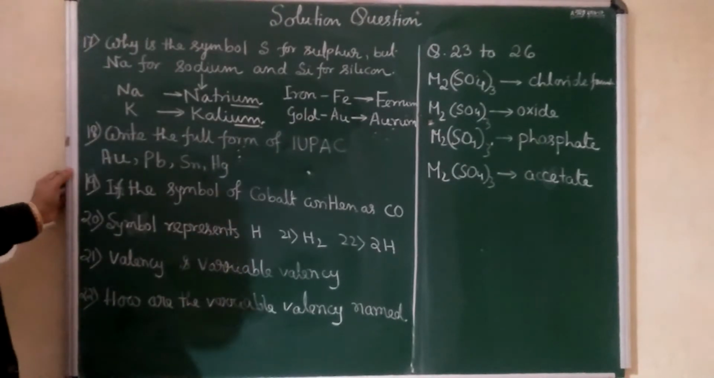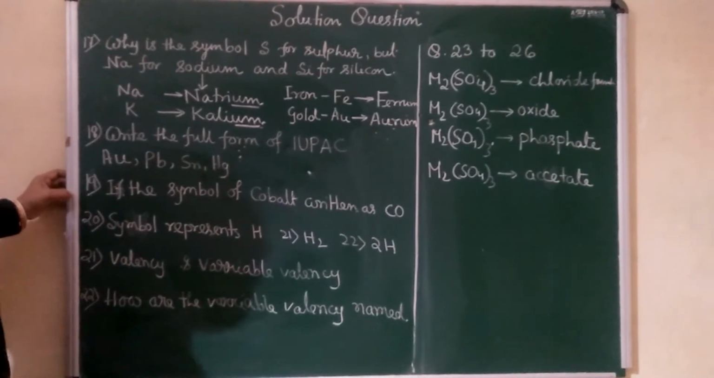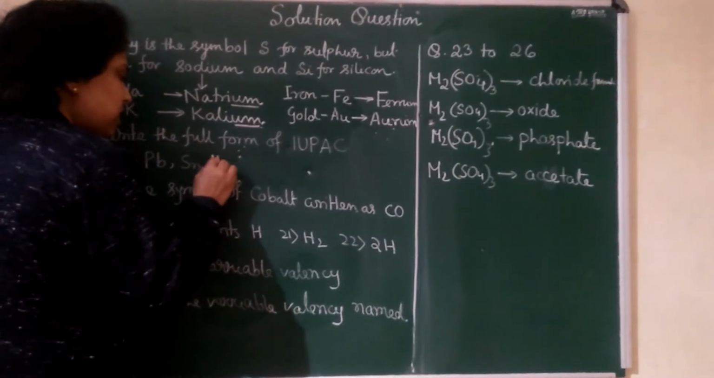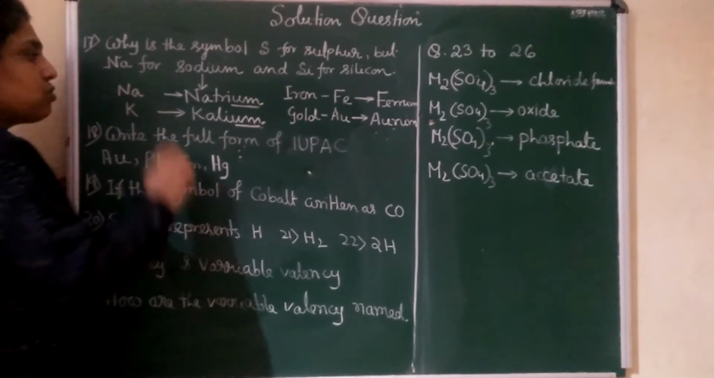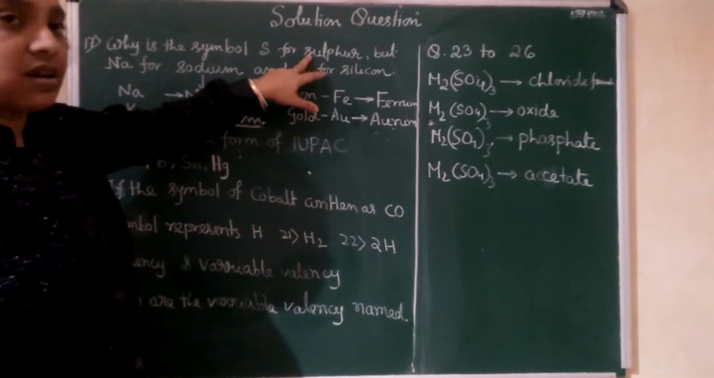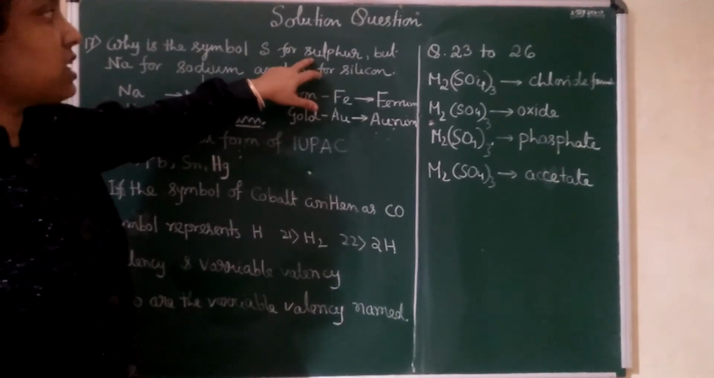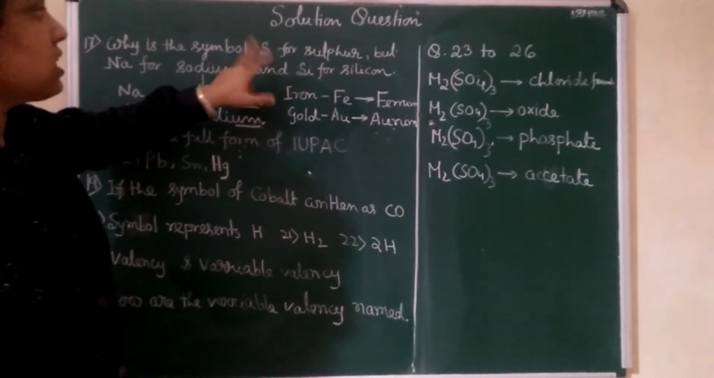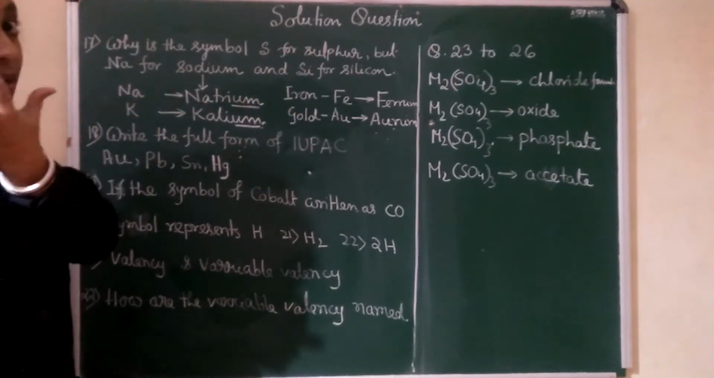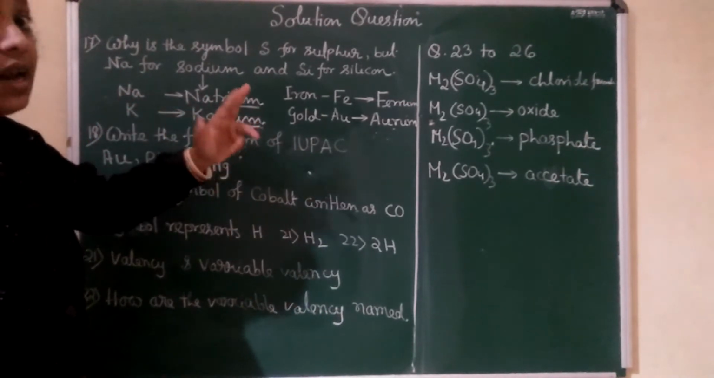Mercury is Hg, from hydrargyrum, then lead is Pb, from plumbum, which we just discussed. So these are the Latin or scientific names due to which we write Na for sodium. For other elements, the symbol starts with the first letter in capital. Remember this method of writing the symbol of any element. There are a few exceptions because they are taken from their Latin names.